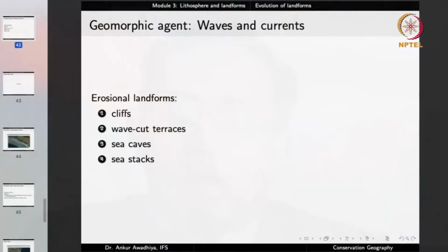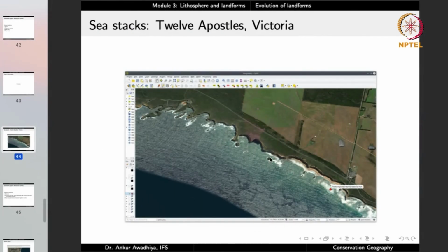Now in this case, the waves and the currents are able to cut through the rocks to create a cave. When the caves collapse, the portions that remain will stand like a wall or like a pillar, and in that case we'll call them sea stacks. So these are examples of sea stacks. Earlier this area used to have caves, but now the caves are gone and just some fragments remain. So this is a fragment, this is a fragment, this is a fragment, and so on. So these are the sea stacks.